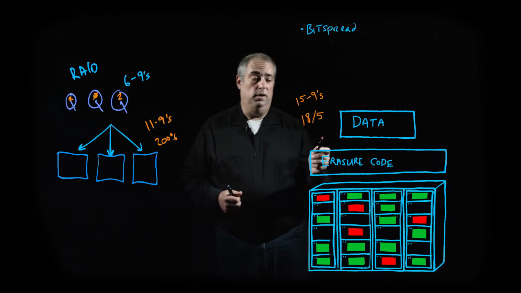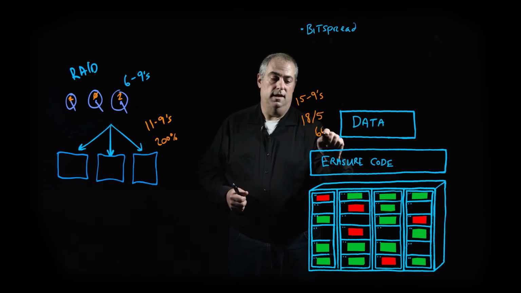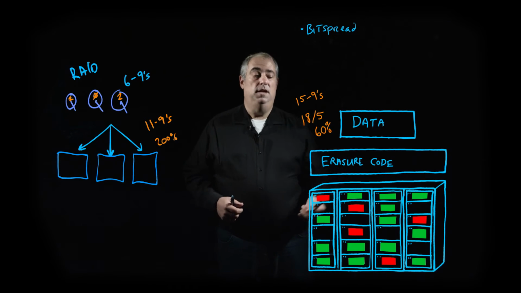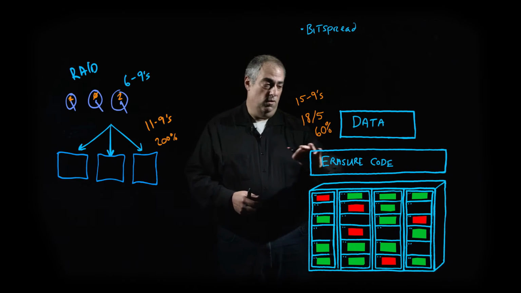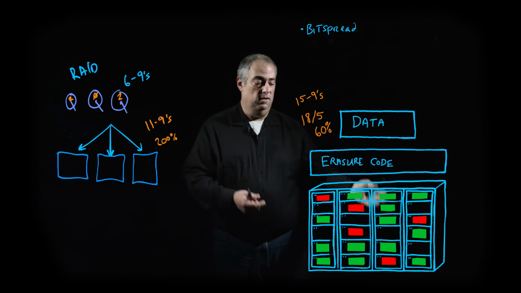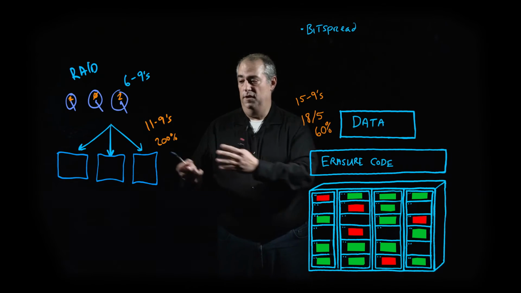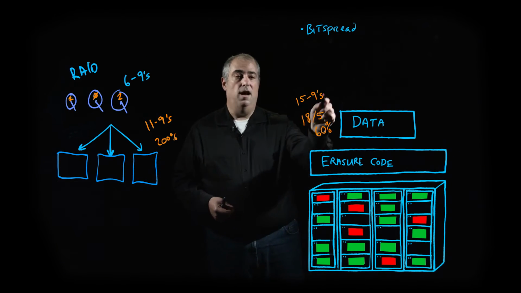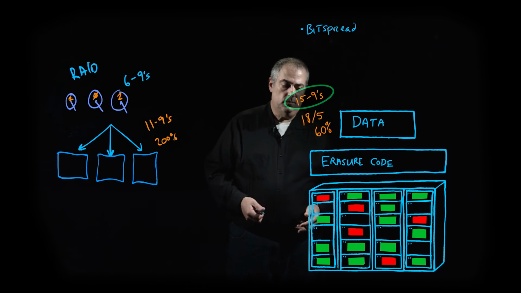But also equally important is that it does this at a 60% overhead, meaning that for every terabyte of data you store in our system, you only use 1.6 terabytes of raw storage, which is far more efficient than 3-copy at a higher durability level.